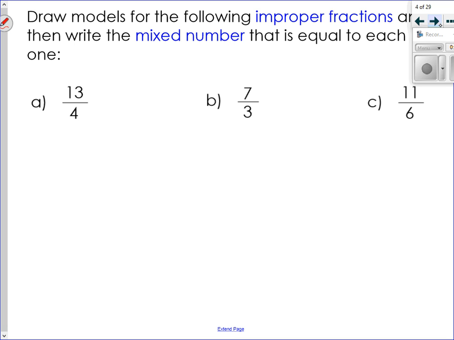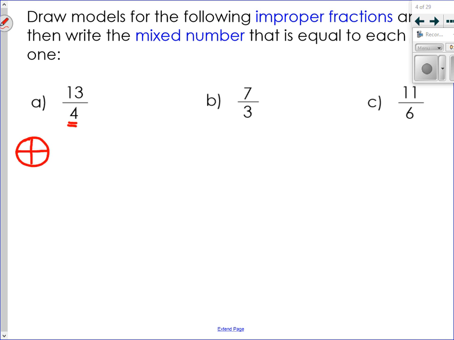Let's see if we can go the other way. This time we're going to draw a model for the improper fraction and write what the mixed number would be that's equivalent. Okay? Well, when I look at this fraction, I see 13/4. That means I have to have figures that I'm dividing into 4 equal groups. That's what that number on the bottom tells me. Okay, so here's some pies divided into 4 equal groups.